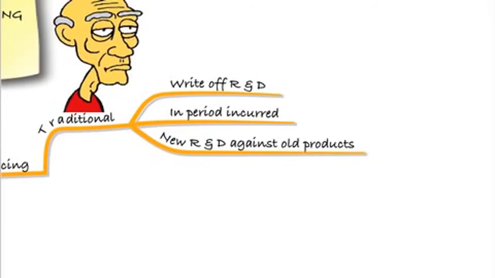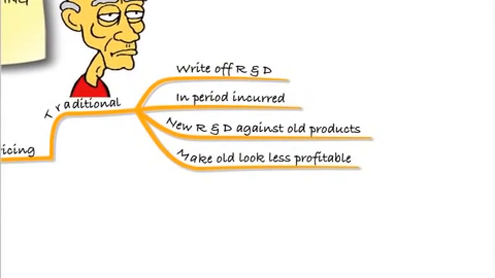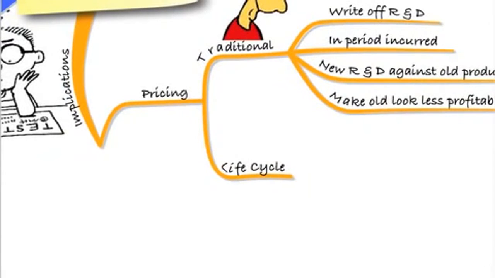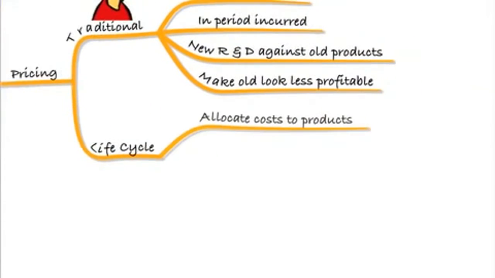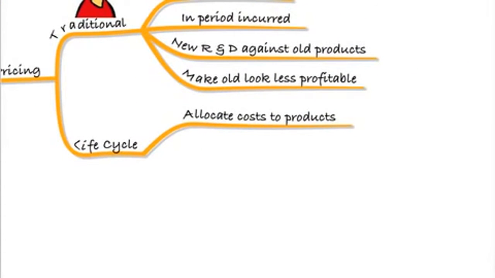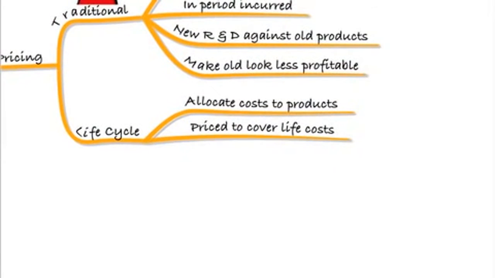So we're generating the revenue from old products, but we're writing off the research and development costs from new products against that revenue. And what that means is that it can make the old products look less profitable because we're writing that research and development cost off against their revenue. Now that doesn't happen under life cycle costing. Under life cycle costing, rather than allocating the costs to a period of time, we allocate the costs to the product over its life cycle. The product is then priced up to cover the life cycle costs, and we can use that data to determine whether it's covering those costs or not.